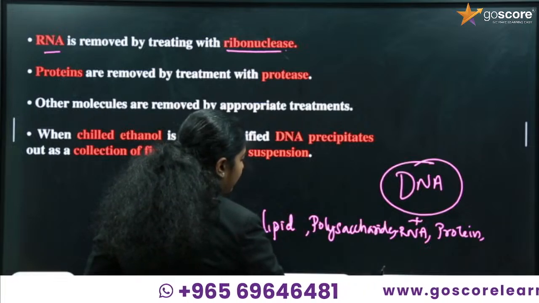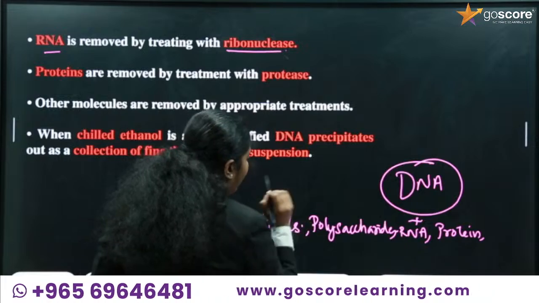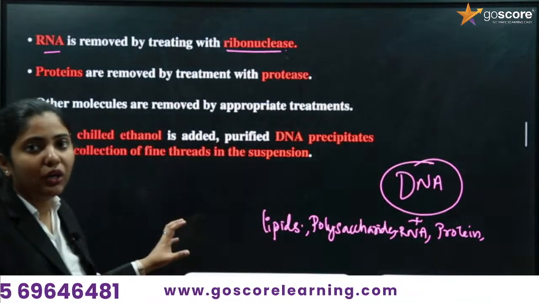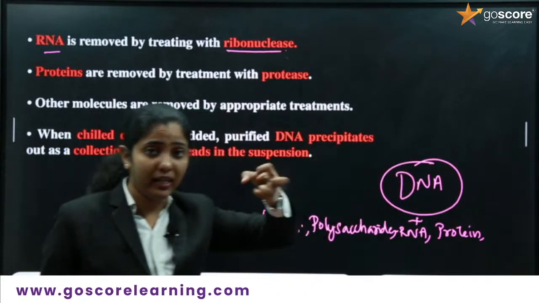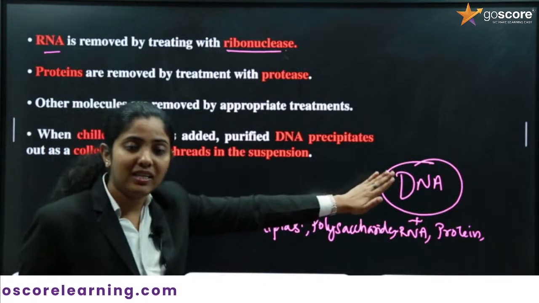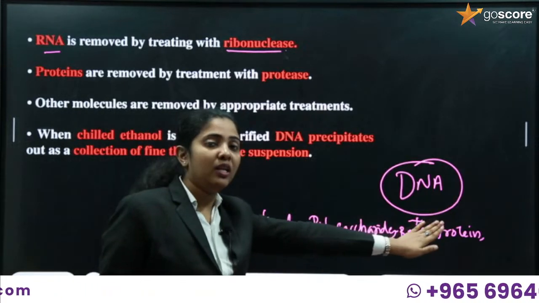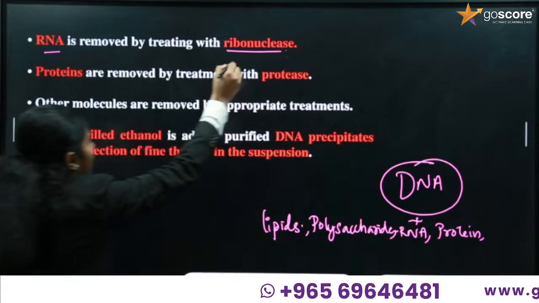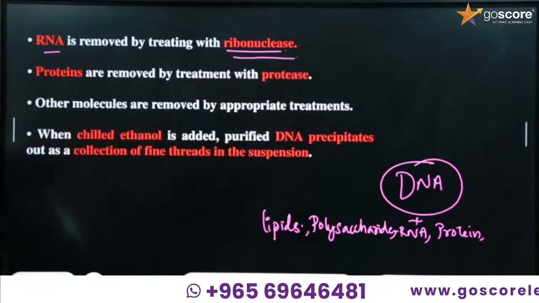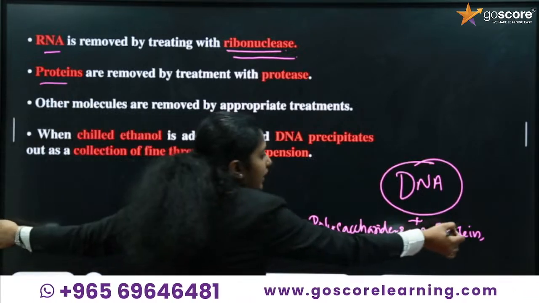All these have to be removed in order to get a pure DNA. What is the condition? We have to obtain a pure DNA. Now the DNA is with lipids, polysaccharides, RNA and protein. So in order to remove the RNA, what do we have to do? We have to treat it with ribonuclease. Then proteins are present, as I have mentioned here.